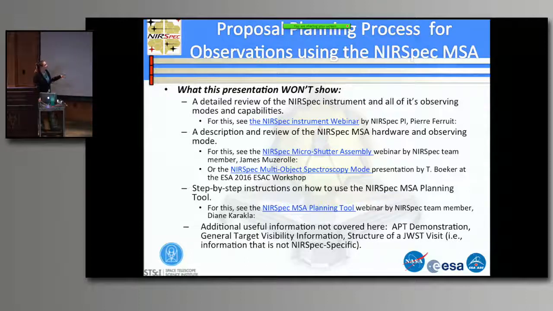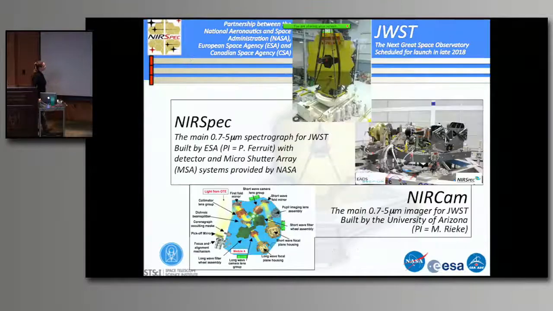I'm also not going to go through step-by-step instructions on how to run the MSA planning tool. That was a webinar back in February by Diane Karakala. And there's additional information that's very useful to know for the MOS planning process, but I'm not going to cover it here because it's not NIRSpec specific. So for example, an APT demonstration, a review of the general target visibility tool and the visibility information, which Bill gave a nice webinar on a couple of months ago as well. Also the structure of a JWST visit. I'm not going to go over that, but this is still going to be chock full of wonderful information.